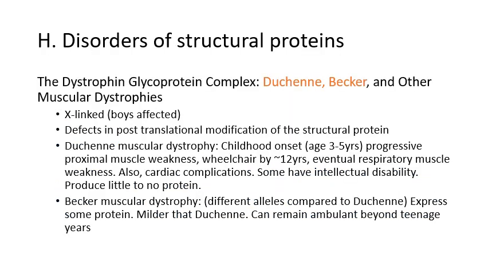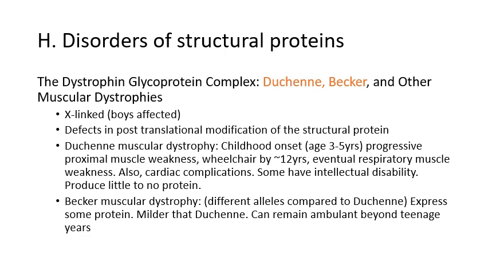Another mechanism is disorders of structural proteins. The structural protein, for instance, in this example that we've used here, is muscle protein. So the dystrophin glycoprotein complex is important for integrity of the muscle and strength of the muscle function. Duchenne muscular dystrophy, as well as Becker muscular dystrophy and some other types of muscular dystrophies, are all disorders of structural proteins. So Duchenne is X-linked, usually boys are affected. The defect is in post-translational modification of the structural protein. And Duchenne occurs earlier. Onset is usually around the age of 3 to 5.